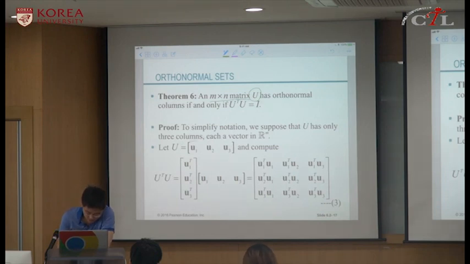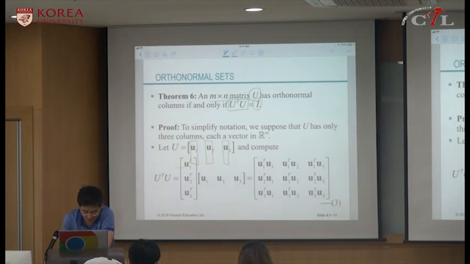So suppose we are given three column vectors in our matrix, and they are orthonormal to each other, which means that their length is 1, and their inner product between any given two will be 0. And in that case, if we compute U transpose U, this matrix multiplication will always be the identity matrix. Okay. And then let's look at the proof.